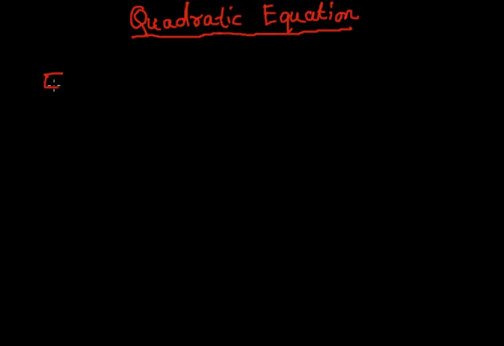First of all, we should know what is an equality. Equality is the mathematical statement which contains an equal sign. Mathematical statement means 4 plus 1, and the sum of 4 and 1 is 5. So this is a mathematical statement which contains an equal sign. This is called an equality.